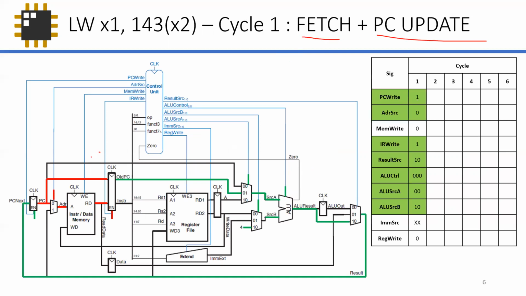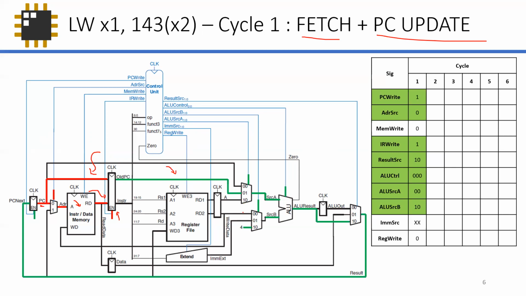Right. So I've highlighted in red all the fetch components or the paths of the fetch that are needed. So you're essentially just loading the PC into the memory, right? And then the memory loads the corresponding instruction for that program counter into the instruction register, right? And then, of course, the PC update is in this green path.